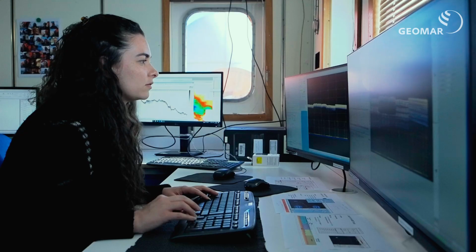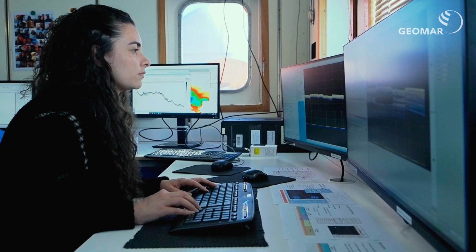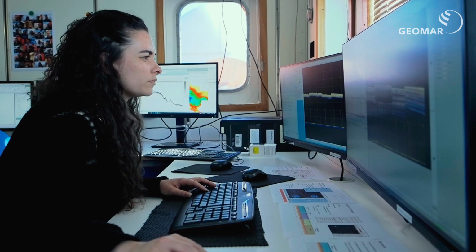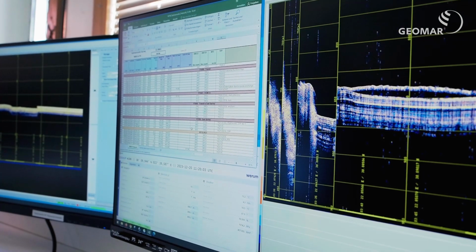And for the parasound, it's the same principle, but it has a little bit of a different frequency, so a different wavelength. It penetrates more, so it doesn't reflect right away on the seafloor. It reflects on the sediment layers below it, and these different arriving times from these reflections tell us how is the subsurface.